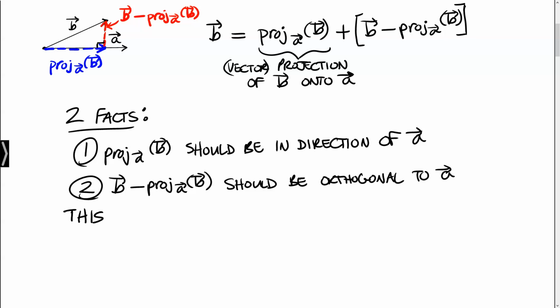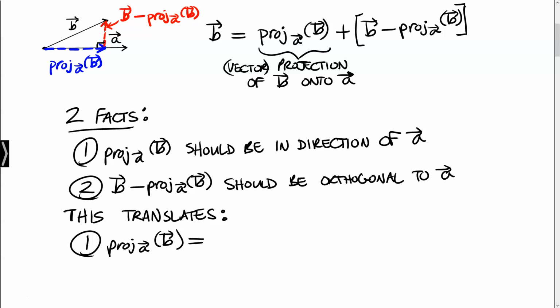So we can translate the first fact as saying that the projection of b onto a needs to equal c times a for some scalar c. It has to be a scalar multiple of a. Now that scalar might be positive, negative, or 0. It could be anything, but it has to be some scalar. What about the second part?